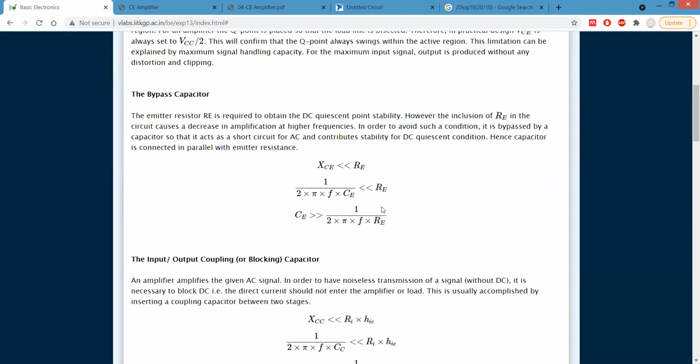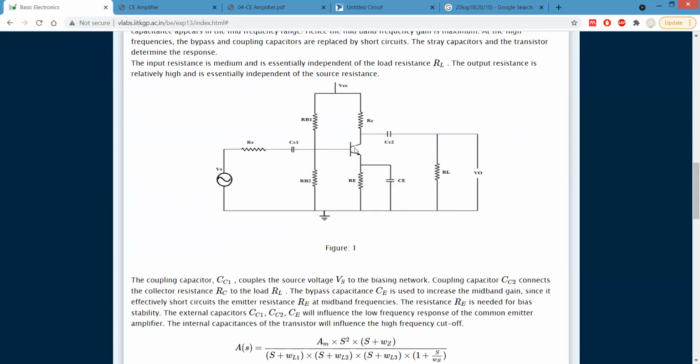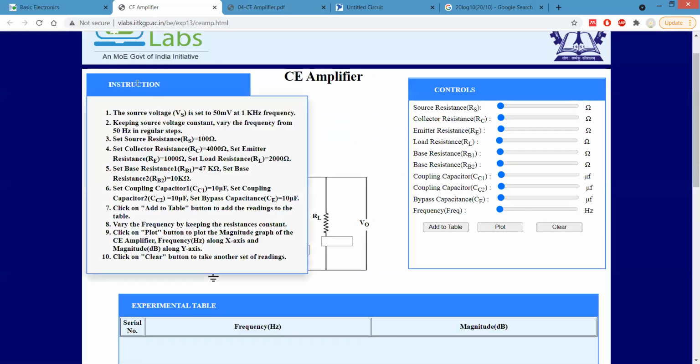A bypass filter means it will pass the AC signal and block the DC signal. So in this case, the bypass filter consideration is that the value of the capacitor should be very, very much greater than 1 by 2 pi f. F is the frequency of the applied signal into Re. Re is this emitter resistance. So that's why one standard value is given.